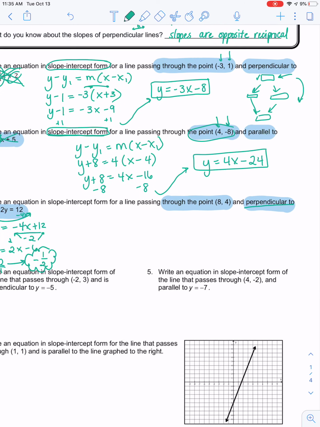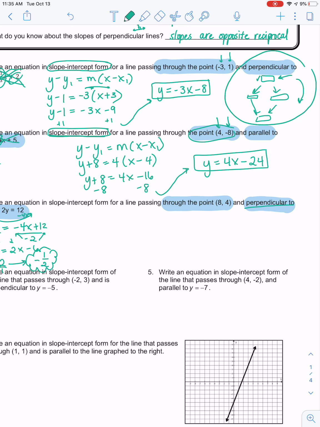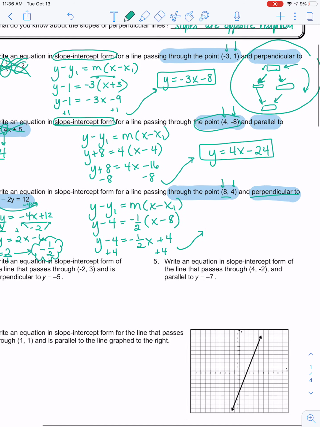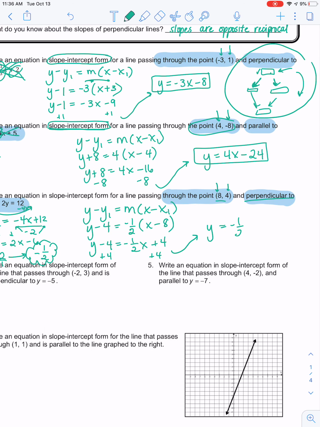Okay? So thinking about that flow chart, again, I've kind of given you the visual up here. I've got the slope, so I have to decide, do I have a y-intercept or do I only have a point? And in this case, I only have a point. So I'm going to have to use y minus y1 point slope form. So y minus, my y value is a 4. The slope I want to use is negative 1/2. X minus, the x value here is 8. So now I distribute, add my 4 to both sides. So y equals negative 1/2 x plus 8. That is going to be perpendicular to that line they gave me, and it's going to go through the point 8, 4.